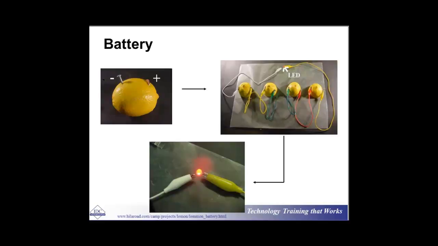You just take one lemon, or a number of them, put them in series, and push a number of nails in them, and connect them together by means of wire, and put in a small electric bulb. You can light it up with lemons, depending on how many lemons you have got and how sour they are, because it all depends on the acid inside the lemons that can work like an electrolyte for you.